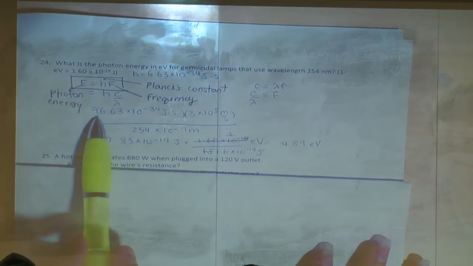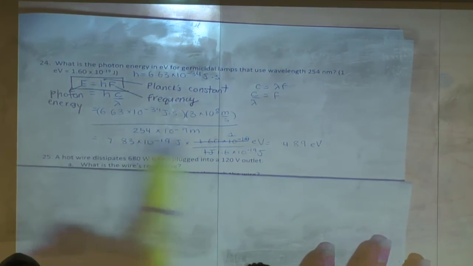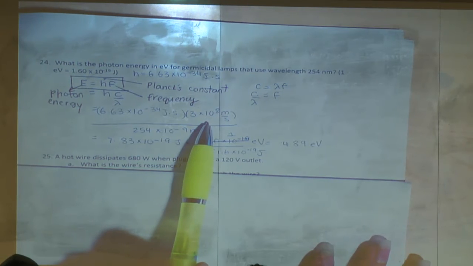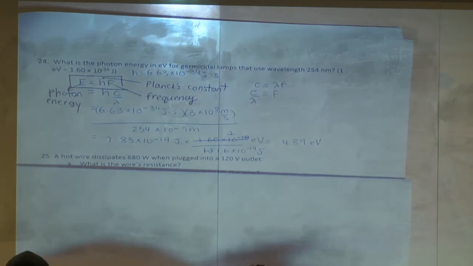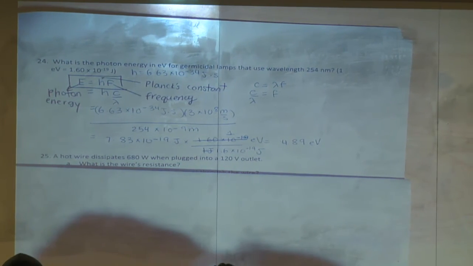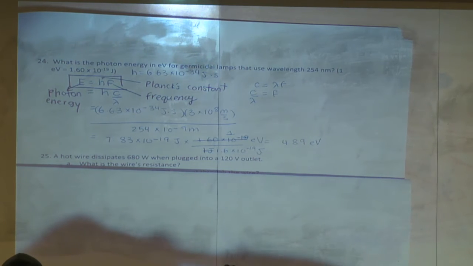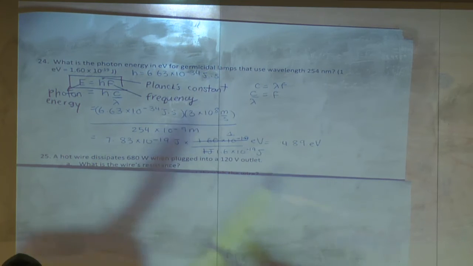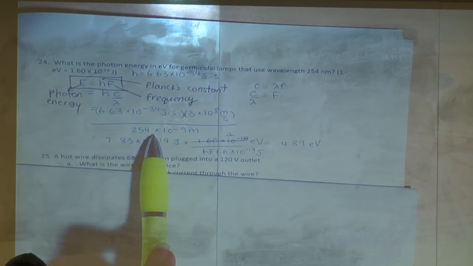So then we get 6.63 times 10 to the negative 34 joules times second. That's our Planck's constant times the speed of light, which is 3 times 10 to the 8. I'm not sure if your professor is going to give you this because it is a constant. Yeah, because it's the speed of light in vacuum. We already know what it is, right? I would recommend if your professor doesn't give you that, then have it somewhere in your notes because you're probably going to use that. And then you divide that over the wavelength, which is 254 nanometers.